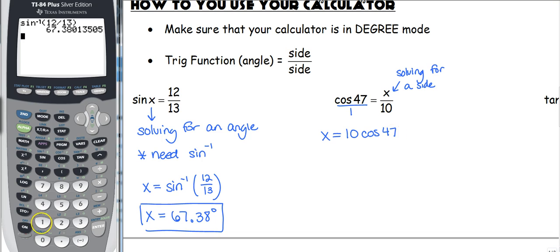So we go ahead and enter that into our calculator. 10 times the cosine of 47. And again, we want to make sure we have our calculator in degree mode, which we know we do because we just entered that in. So we get that our side length is going to be about 6.82.